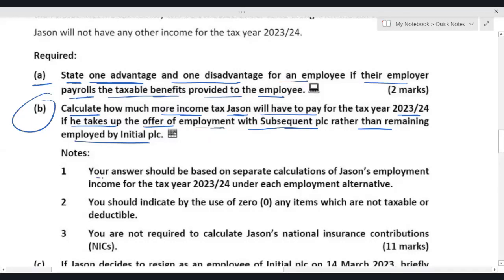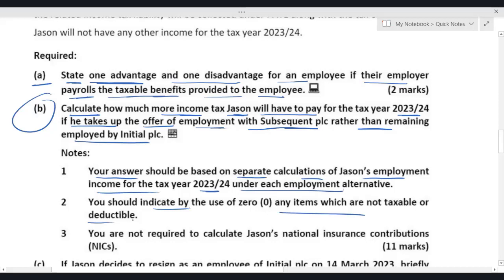Okay, notes: your answers should be based on separate calculations of Jason's employment income for the tax year 23-24 under each employment alternative, which is very logical. You should indicate by the use of zero any items which are not taxable or deductible. For any item which is not taxable or deductible, for example an exempt benefit, you have to write zero in order not to get zero marks.